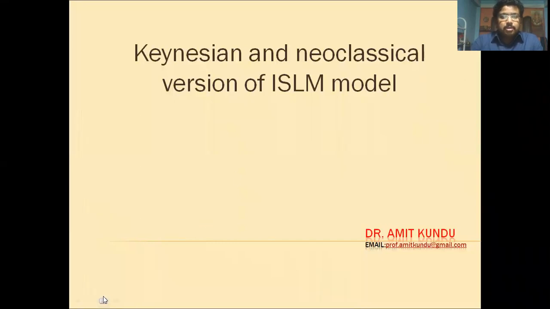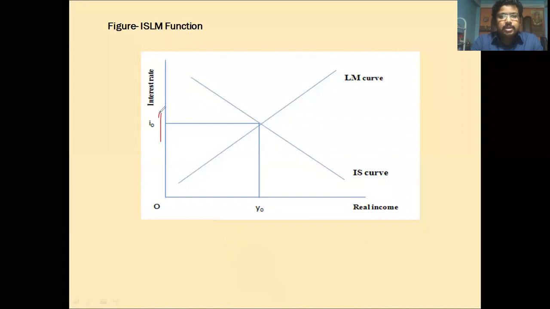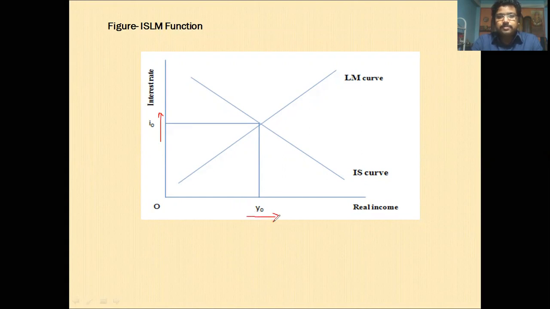Okay, now look, the ISLM function. Along the vertical axis, we measure the interest rate, and along the horizontal axis, we measure the real income. In the ISLM model, there is goods market equilibrium. This represents the goods market equilibrium, that is the IS curve, and this is the money market equilibrium, that is the LM curve.